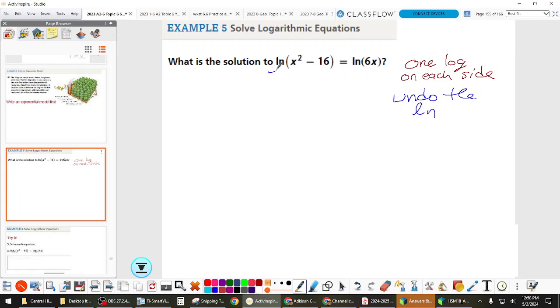How? Well, we just said that we're going to do E to the power of, and that undoes those natural logs. Notice this time we're left with a quadratic equation. How do we undo a quadratic? How do we solve it? Good. So set it equal to zero. If it has the x term, set it equal to zero.